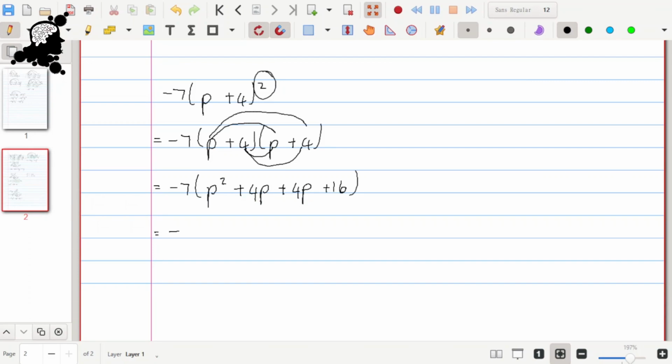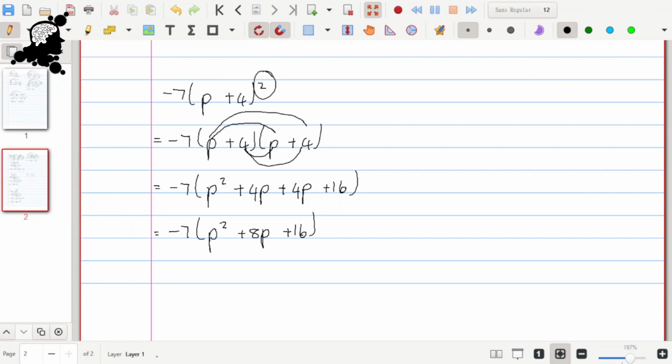Once again, ignore the 7. Then we have p squared. Then 4p plus 4p, that's going to give us 8p plus 16. Now we can come back and stop ignoring the poor 7. Negative 7 is just sitting there being poor old negative 7.